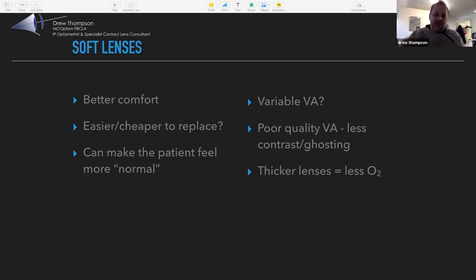There can be some contrast issues and ghosting. It all depends on the shape of the cornea, but again, you'll have to speak to the patient and see how they feel about it. Some of the lenses can be thicker than your average. If you have a specialist soft keratoconic lens, you can have thicker lenses, and that can mean less O2 transmissibility, which can mean that the patient develops other issues later, further down the line. So that has to be monitored.